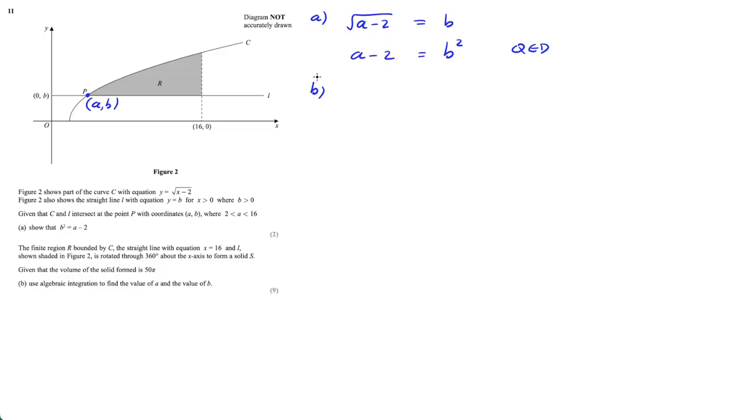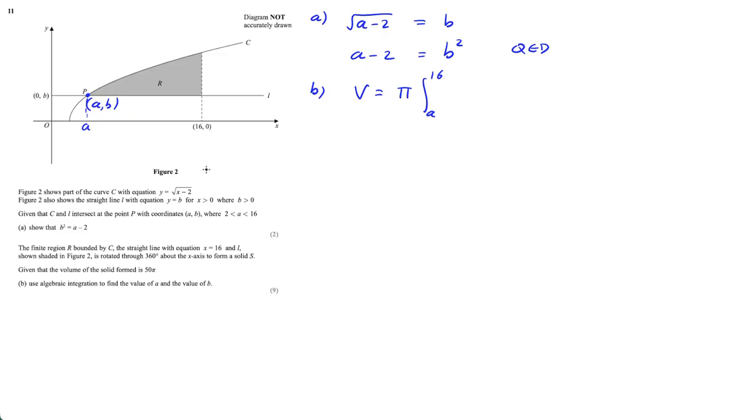Okay, so the volume is, let's do our formula first. So it's pi times the integral of, okay, it's from a to b. Now, in this case, sorry, not a to this b, but our a, this is a, to our upper limit, which is 16. So it's a to 16 of y squared. So it's root x minus 2 squared.